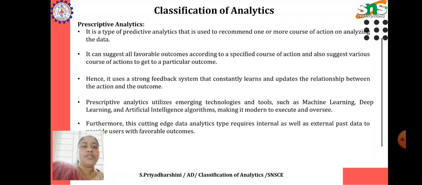The next one is prescriptive analytics. It is a type of predictive analytics that is used to recommend one or more courses of action on analyzing the data. It can suggest all the favorable outcomes according to a specified course of action and also suggest various courses of action to get to a particular outcome. It uses a strong feedback system that constantly learns and updates the relationship between the action and the outcome. The emerging technologies and tools used by prescriptive analytics are machine learning, deep learning, and AI algorithms. These algorithms make it more modern and even execute and oversee the type of analytics that has been used. Furthermore, this cutting edge analytics type requires internal as well as external past data to consider what the favorable outcomes could be.